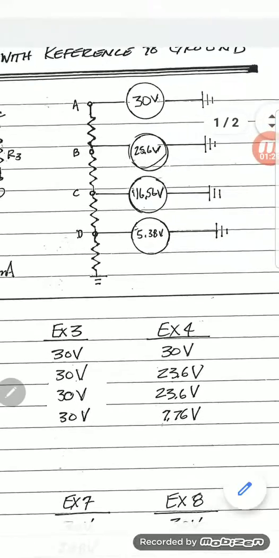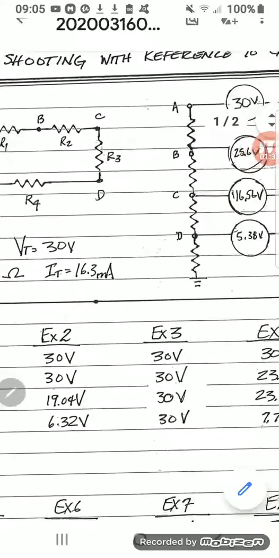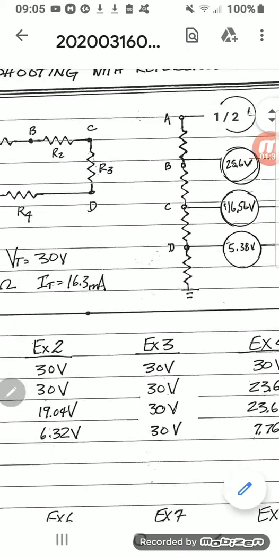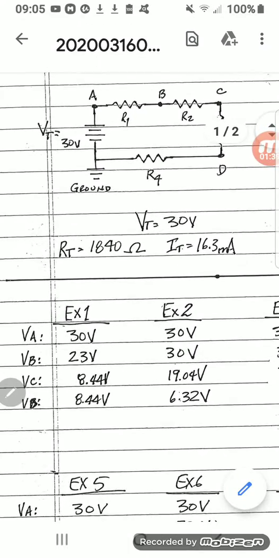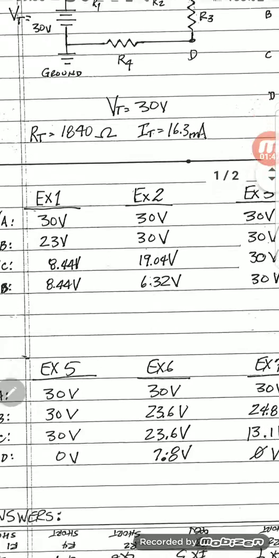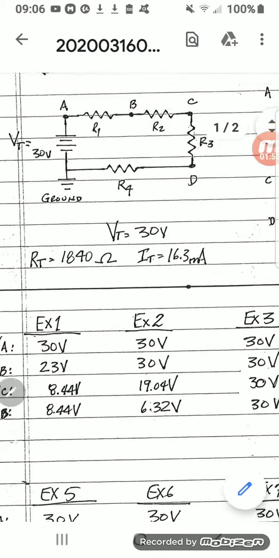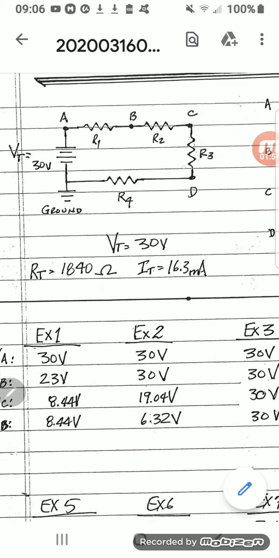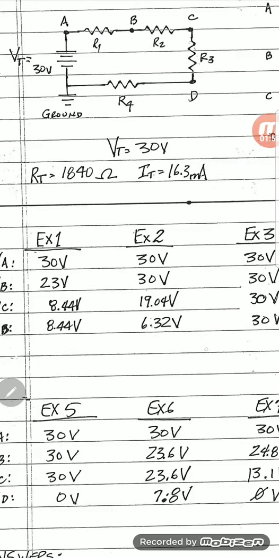If I look at that, I see that my readings are not what normal is. My readings between C and D don't change. So that would indicate that there is a short between D and C, or between D and ground. There's no change between D and C, which means there's a short there, just like there was a wire placed across R3. So in example 1, that would be R3 is shorted.